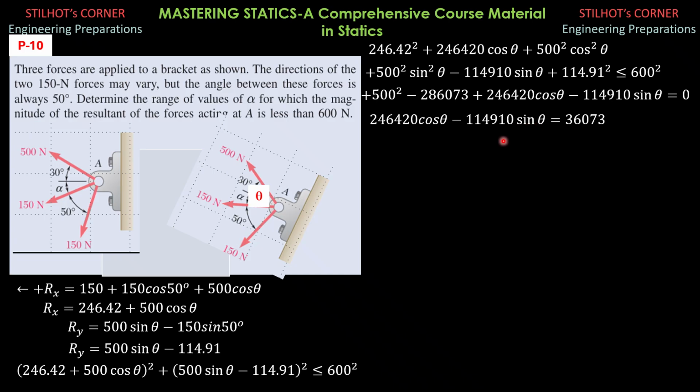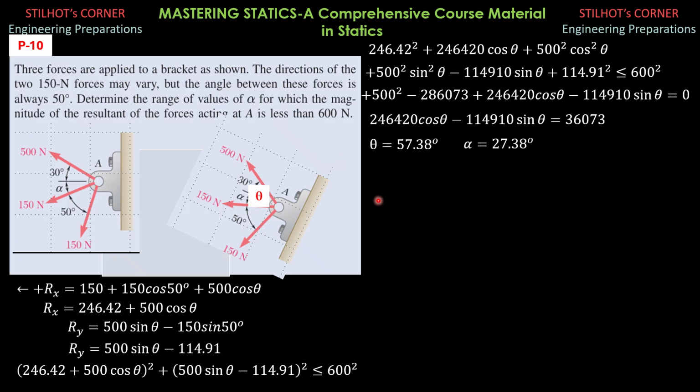36,073. So using your calculator, there's no need to simplify this and replace, for instance, sine theta with the square root of 1 minus cosine squared theta. It will take longer time. Or by trial and error, theta would now be 57.38 degrees. So that alpha is 57.38 degrees minus 30.